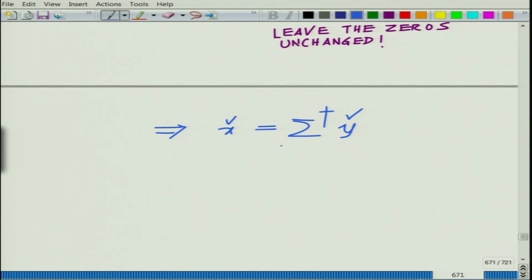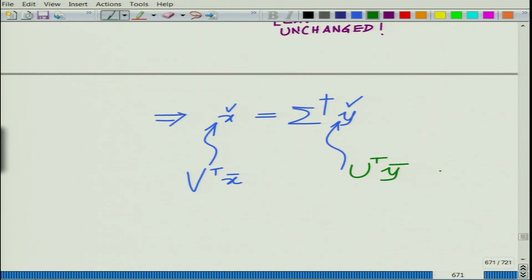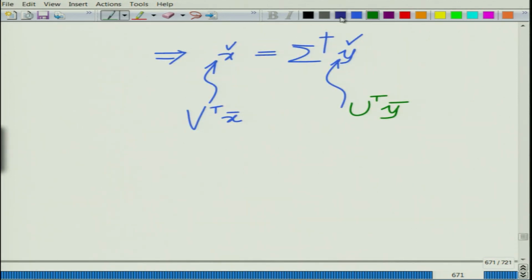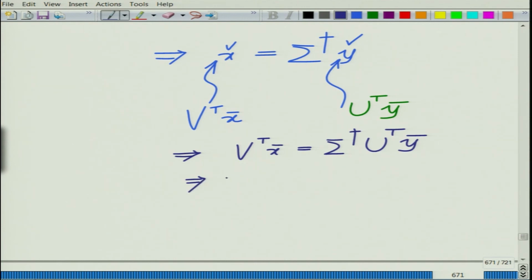sigma dagger y check. Now, remember x check is V transpose x bar, y check is essentially nothing but U transpose y bar, right. So, this implies essentially that your V transpose x bar equals sigma dagger U transpose y bar, and V transpose inverse, you multiply by V on both sides. So, we have V transpose x bar equals V sigma dagger U transpose y bar, which essentially implies V transpose is identity.